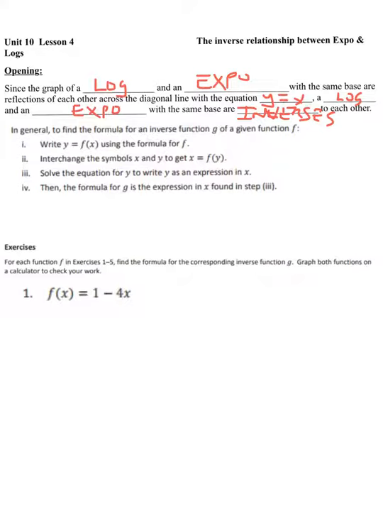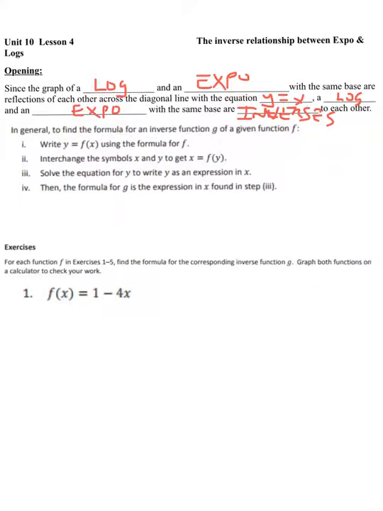Now, what are we going to do here? We are going to write y equals f of x for a given formula. Just replace the f of x with the y. Then we're going to interchange the symbols. We're going to trade out the x's and the y's, so you'll get x equals f of y. We're going to then solve for y in terms of x. And then we're going to flip it back and put in the formula of g of x for what we found in this third step. That's how we write the inverse of one of the functions.